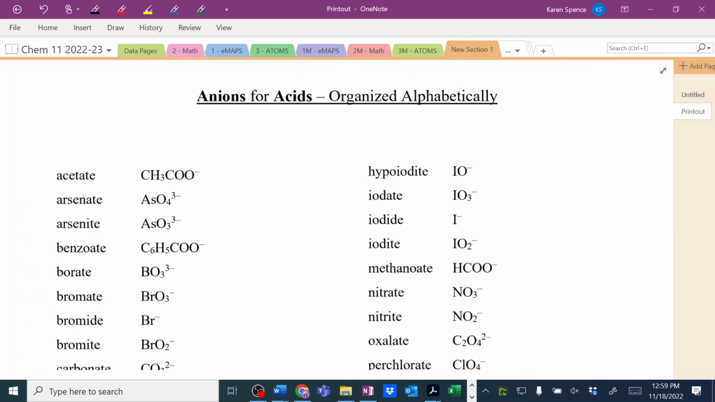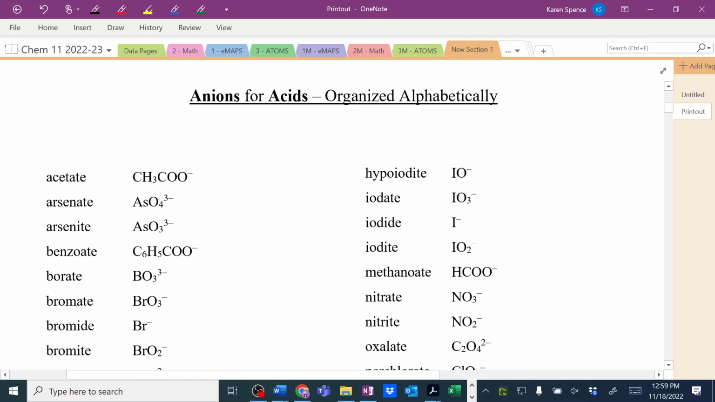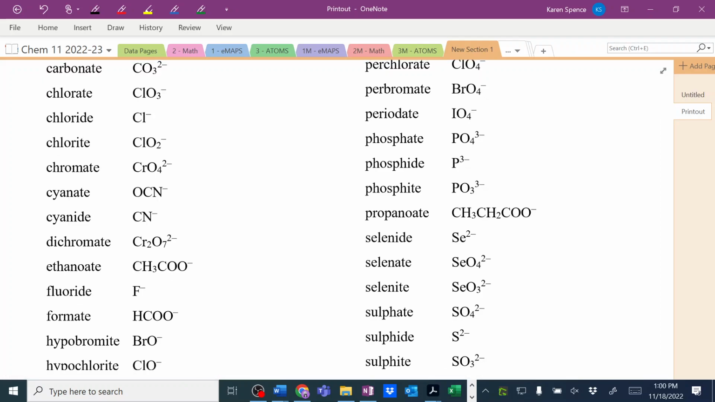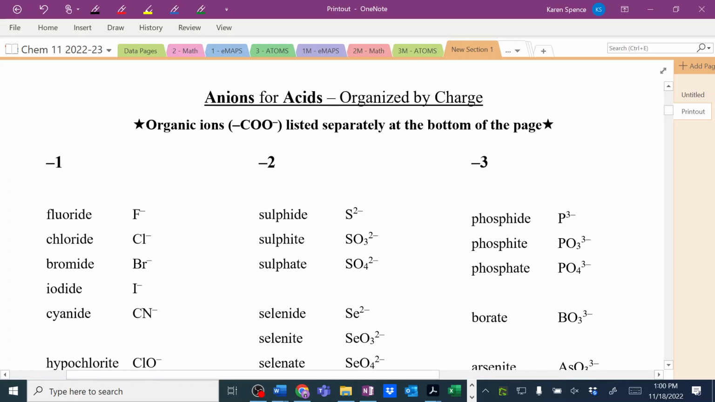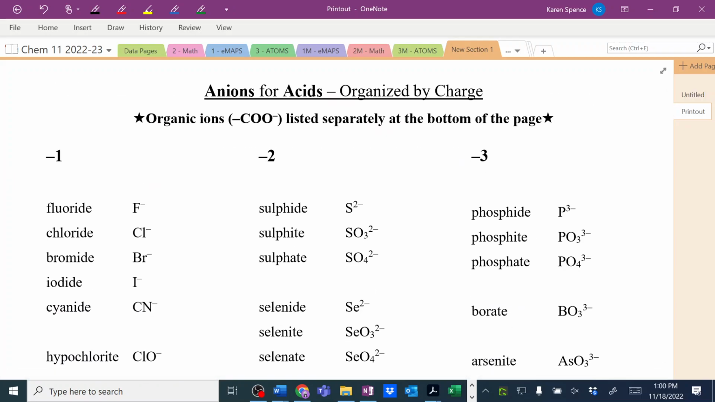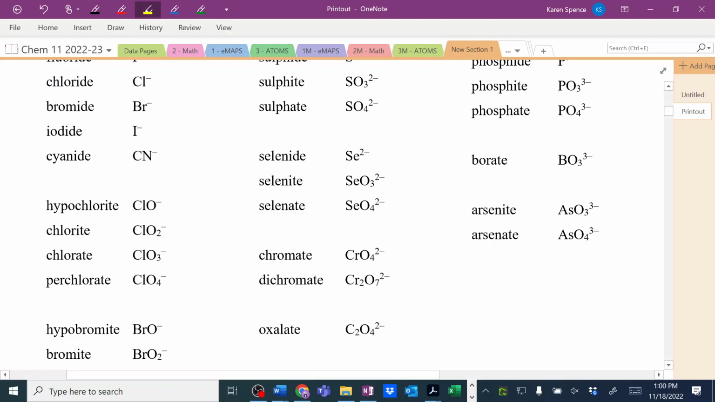Acids, when you're doing the acid section, which is later in the book, there's a whole bunch of ions that we are going to use that are not really as common. And so this one, they're organized alphabetically, and then they are organized by charge. So you can see here, the ClO, ClO2, ClO3, ClO4 are all together. So it's really easy to find them there.